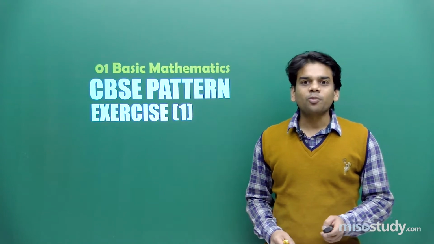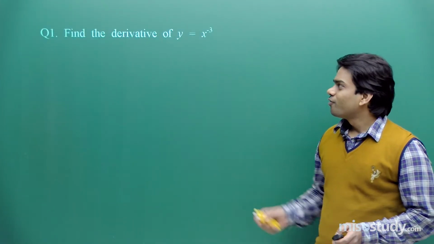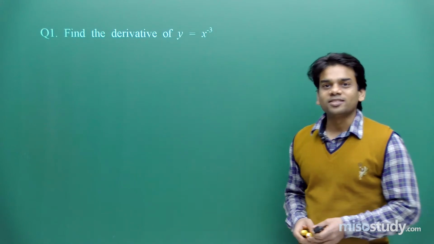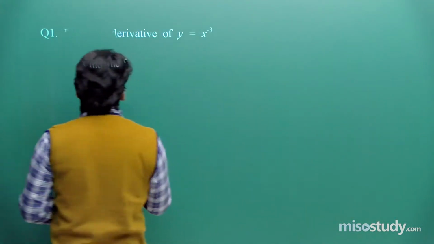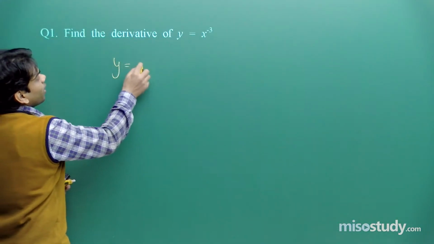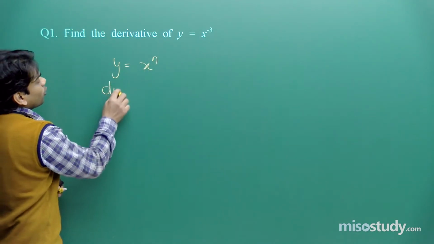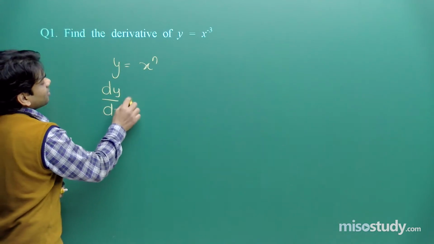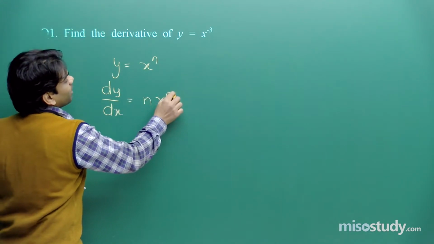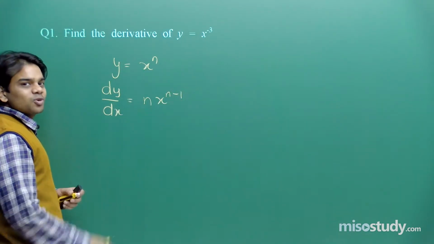The first question is based upon differentiation. Let's see here. Find the derivative of y equals x power minus 3. Now, if you remember, I told you the formula for y equals x power n. If you want to find its differentiation, you are going to write dy by dx is given as n x power n minus 1. The same formula has to be applied here.